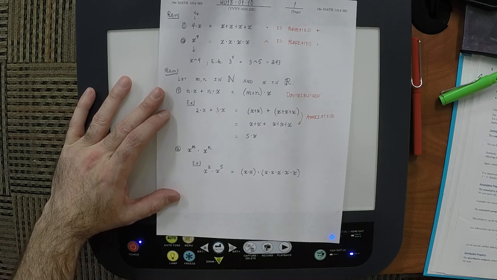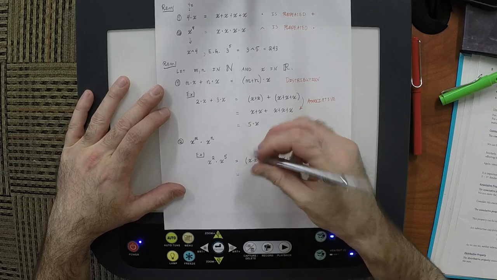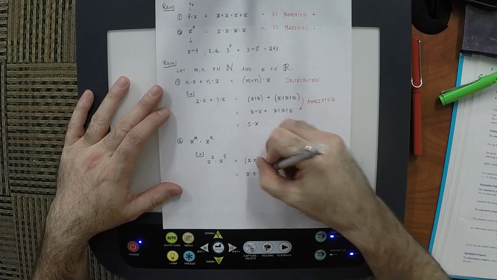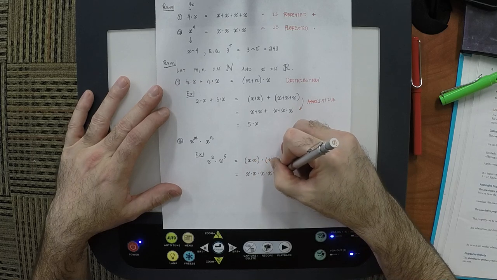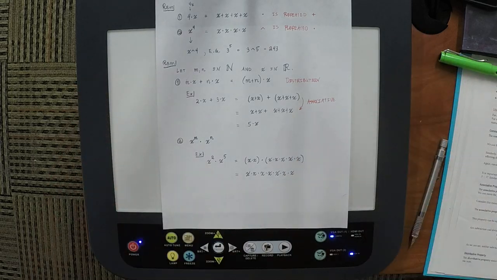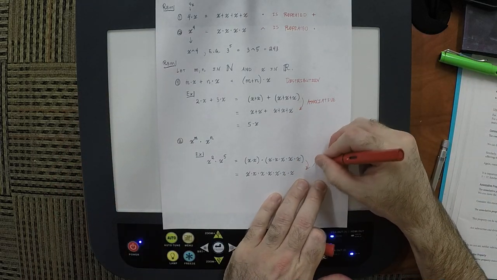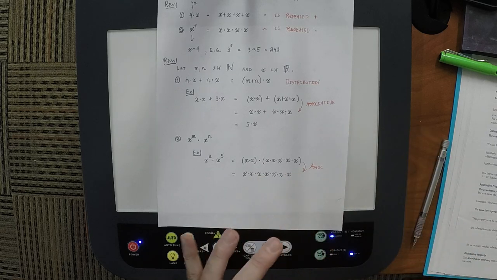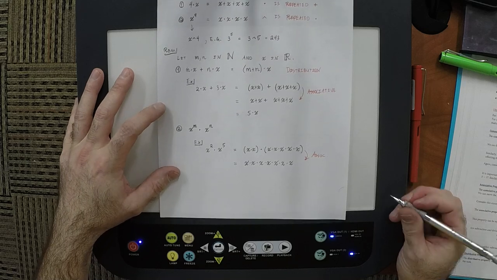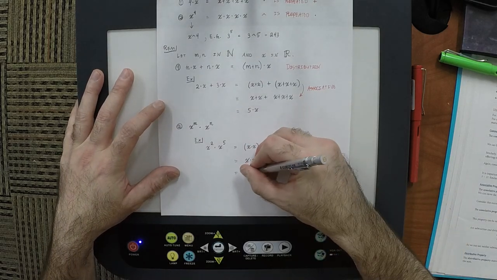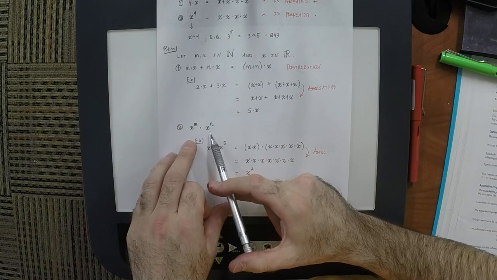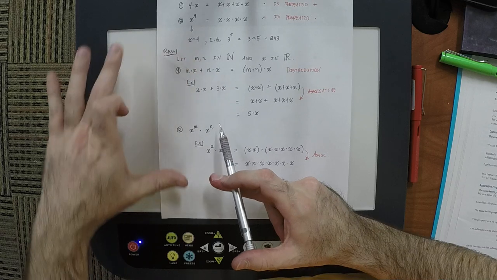And then we can remove the parentheses. Why can we do that? Right? So x times x times x times x times x times x times x. So that's, again, the associative property. And then now it's just a matter of counting. How many x's are there? Well, there's 7 of them. So x to exponent 7. So what I want you to see is that this is exactly the same question as above.